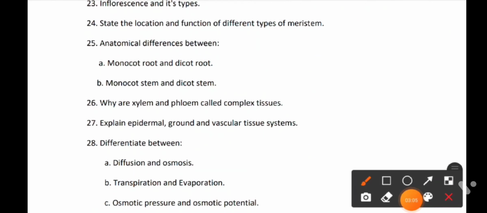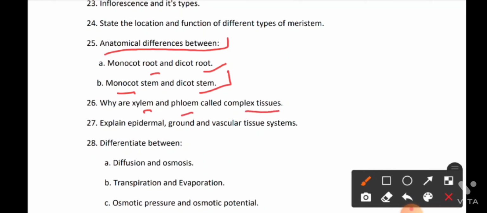Then, anatomical differences between monocot root and dicot root, monocot stem and dicot stem. Why are xylem and phloem called complex tissues? Explain epidermal, ground and vascular tissue systems.